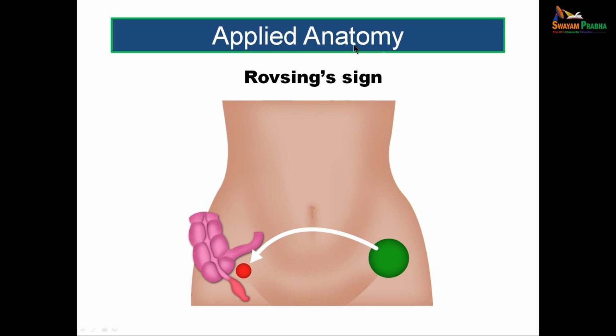Next, we see a sign which becomes positive in appendicitis. This is called Rovsing's sign. When a person's left lower quadrant is palpated, the pain is experienced in the right lower quadrant due to inflammation of the appendix in this condition. Why is this so? Because the inflamed parietal peritoneum gets stretched when there is movement of the organs from the left quadrant towards the right quadrant. So, when you are palpating this area, the stretching of the parietal peritoneum here will cause pain in this region. This is called Rovsing's sign.